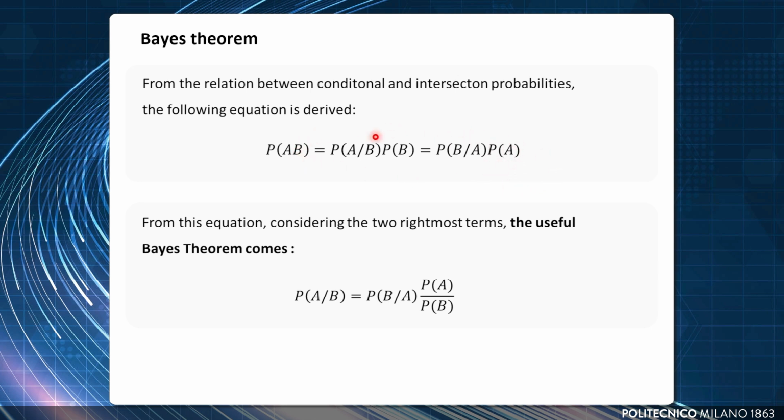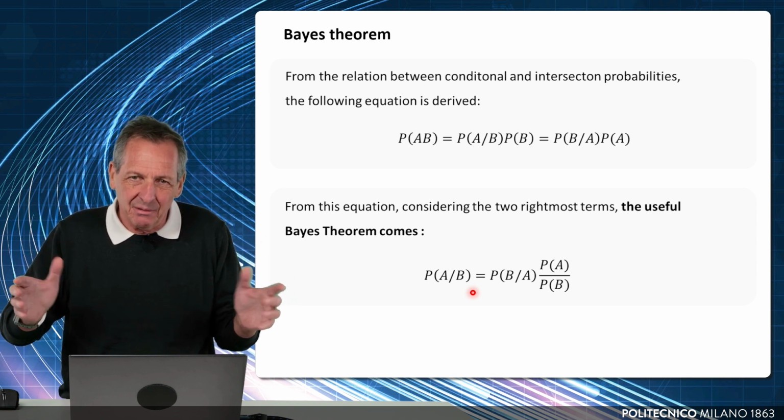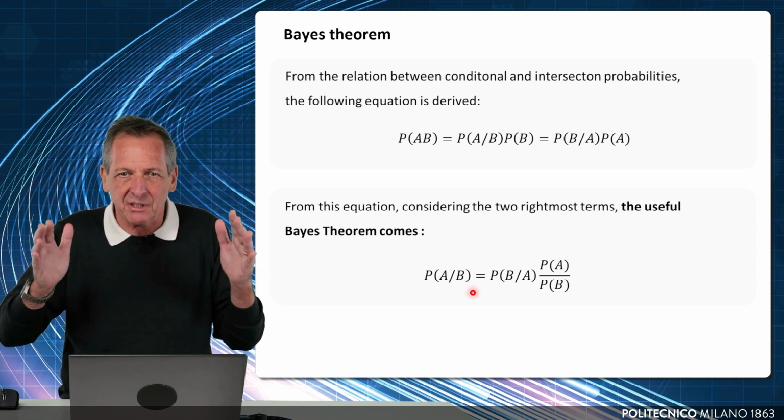And by taking these last two terms in our equation, we can write the Bayes' theorem in this form. That is, the probability of A given B equals the probability of B given A times the ratio of probabilities. We use the Bayes' theorem when the probability of B given A is already known, or in all cases where the probability of B given A can be calculated much more easily than the probability of A given B. And now let's see an example that fixes the ideas on the importance of the Bayes' theorem.